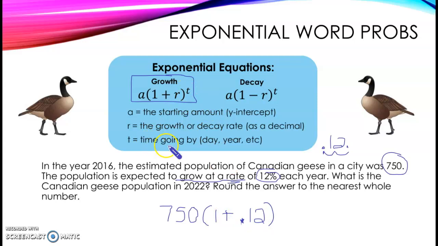So t is the time going by. How much time is going by? Well, I'll switch up my colors here to take a look at that. It says they're starting in the year 2016 and they're ending in the year 2022. So just use regular subtraction to figure that out. 6 years are going by, and so that's what we're going to plug in for our exponent there.